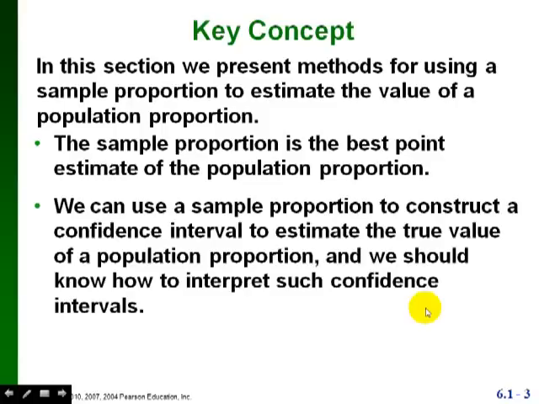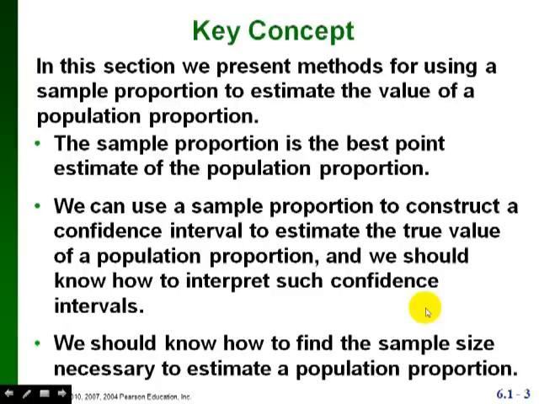So we can use our proportion from our sample to construct a confidence interval. And this is a range of values that go on either side of our point estimate. We're going to use that to estimate the true value of our population proportion. So we're going to talk about how to construct confidence intervals and then how to interpret them. The other thing we should know is how to find what sample size we need to get a good estimate of a population proportion.